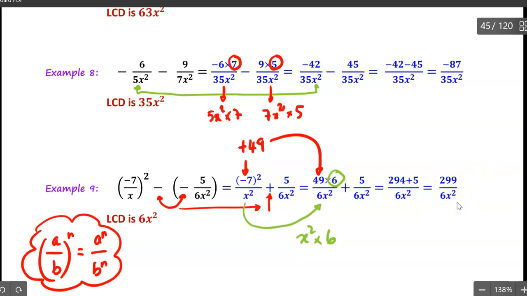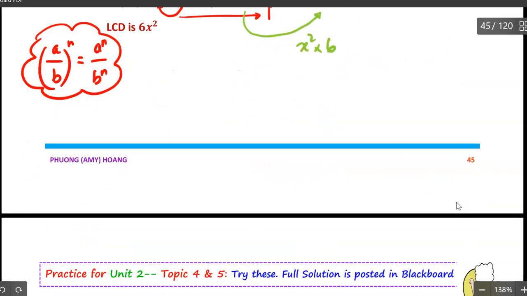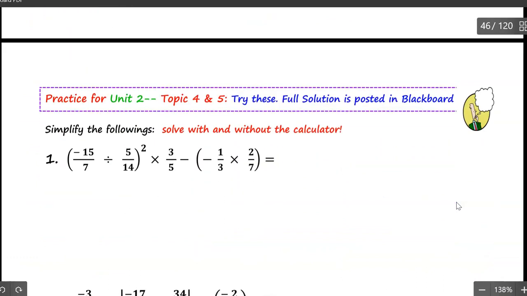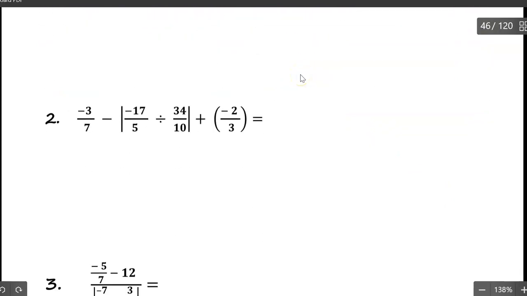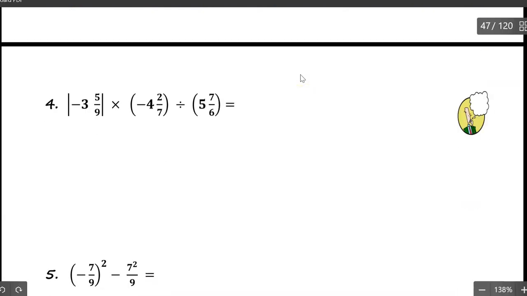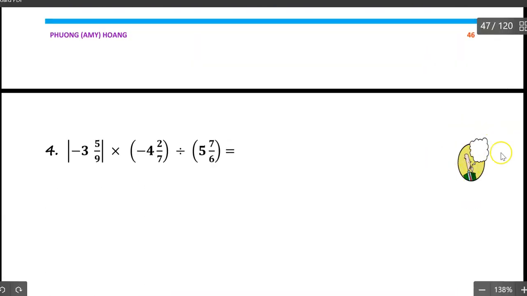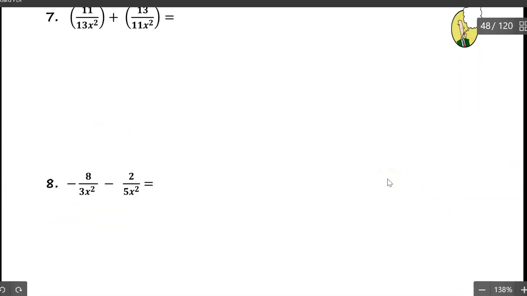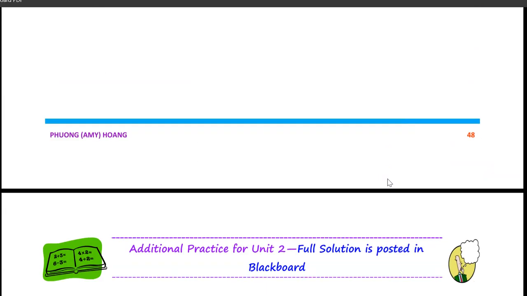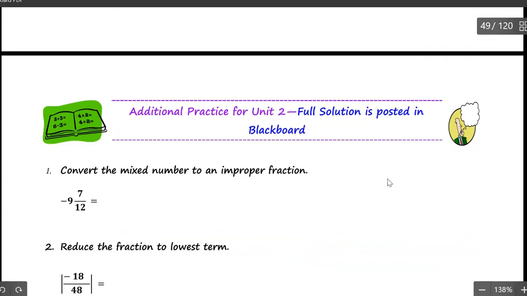All right, so I have a few practice questions here for everyone to try. I combined the practice for topic number 4 and number 5 together in this exercise. Whenever you see a symbol of a man thinking here, it is for you to practice. And you can find the solution posted online as well. And this also concludes our unit number 2.